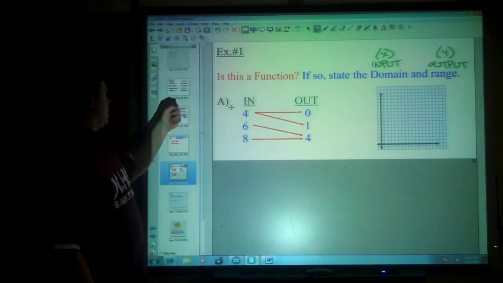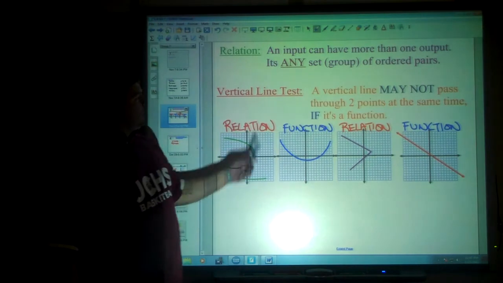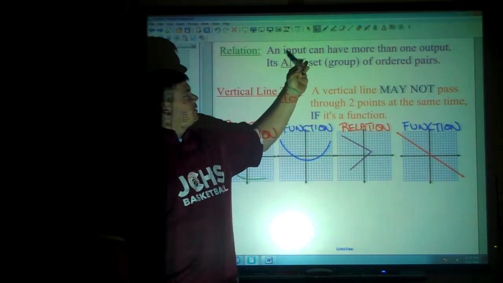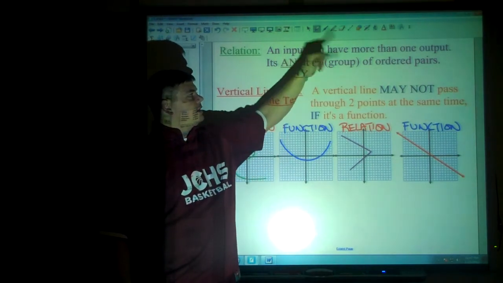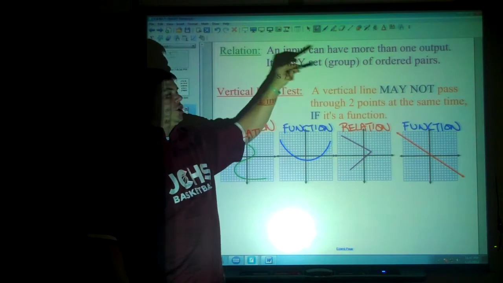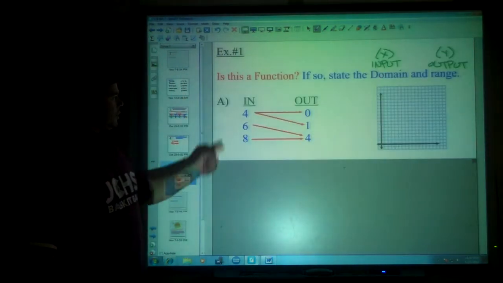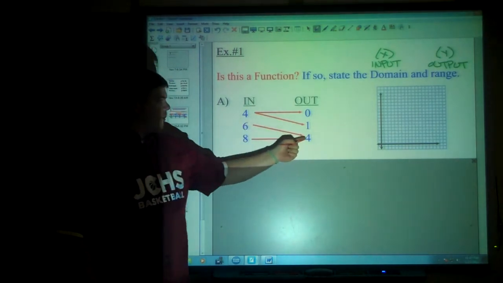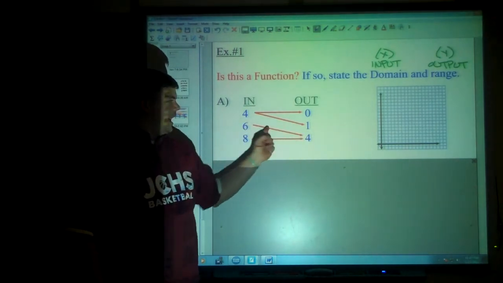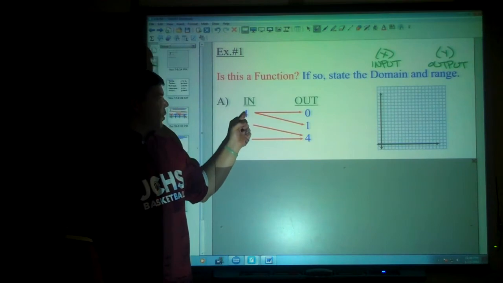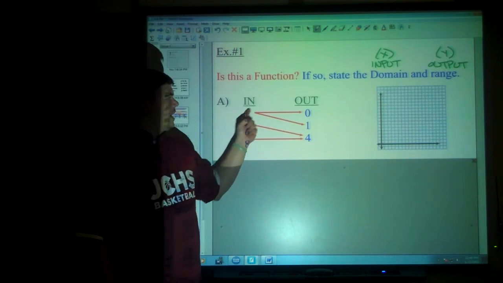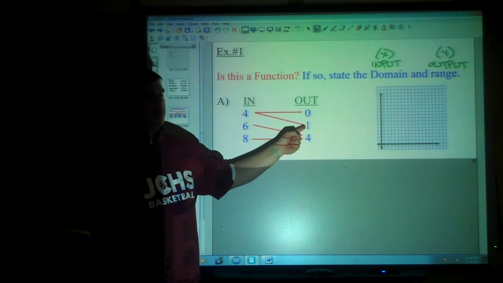Now we said a moment ago when we talked about relations that if it's a relation it can go in and get different outputs, but in order to be a function, every time a number goes in it must produce exactly one output. And if you look here, this one's producing one output, this one's producing one output. Yeah, it's the same, but that doesn't matter, but the 4 is the problem. 4 goes in and comes out 0. Later 4 goes in and comes out 1. Can't do that if it's a function.